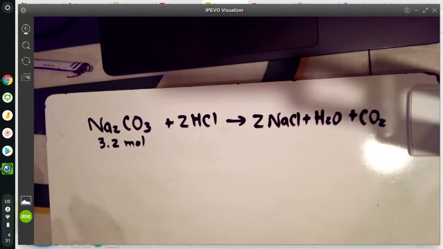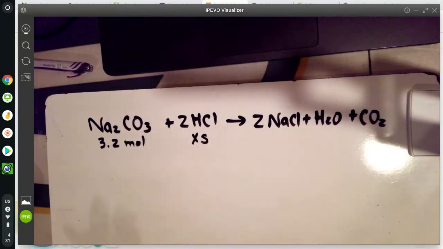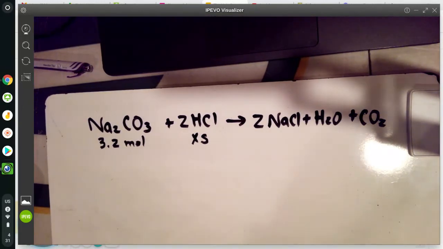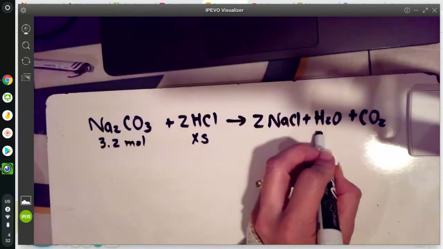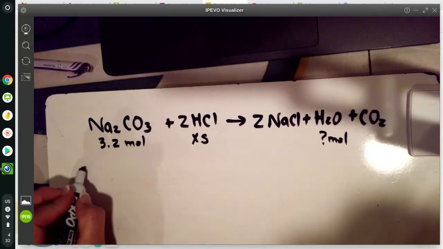So they told us we have 3.2 moles of sodium carbonate. That we react with excess hydrochloric, meaning that there's so much hydrochloric there, I don't have to wonder, oh my goodness, did we have enough? There's tons of hydrochloric. And then we end up with, in their question, how many moles of water are produced? So here's my question mark. Looking for how many moles of water. I'm going to take that and turn it into my dimensional analysis.